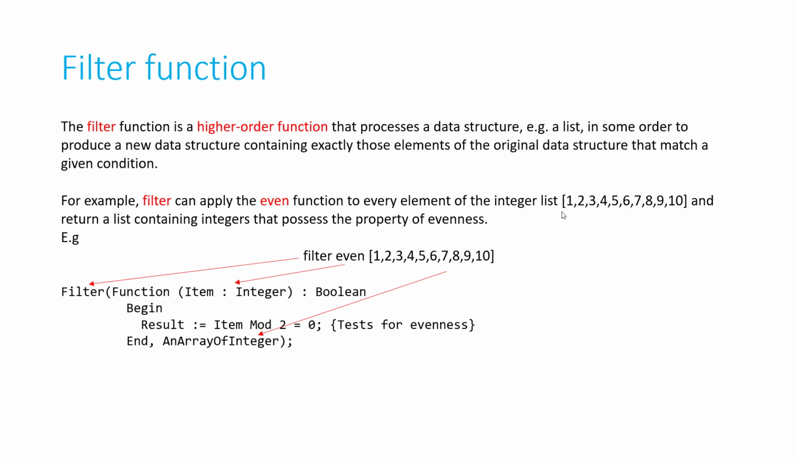So in shorthand notation, filter can apply the even function to the list 1 to 10, where the filter function consists of two arguments: an anonymous function that represents the even test, and an array of integer that represents the integer list 1 to 10. The anonymous function tests for evenness by dividing by 2 and testing the remainder to see if it's either 0 or 1. If it's 0, then the item is exactly divisible by 2. The item will be one of these integers from the list 1 to 10.